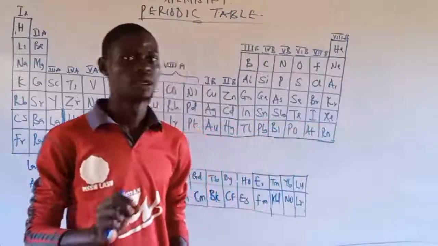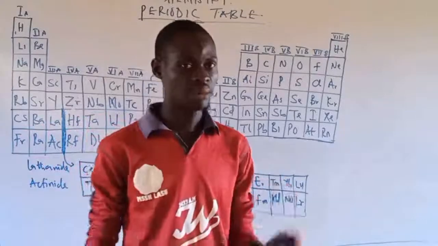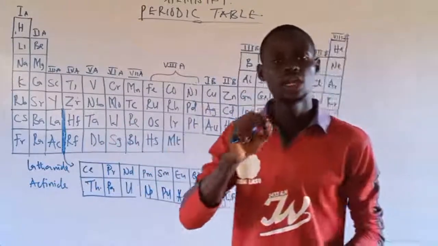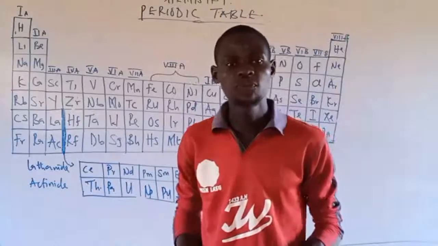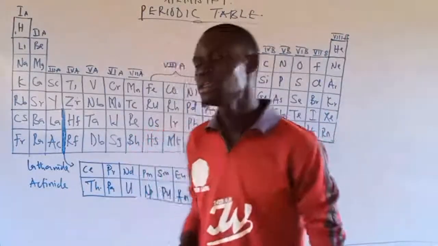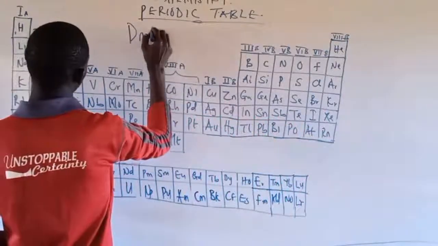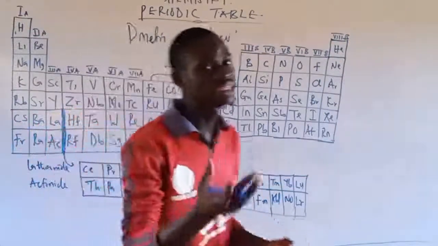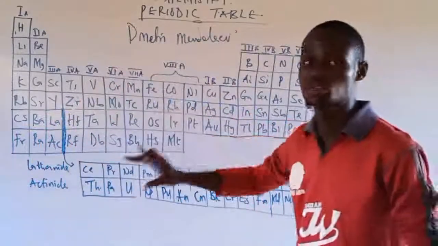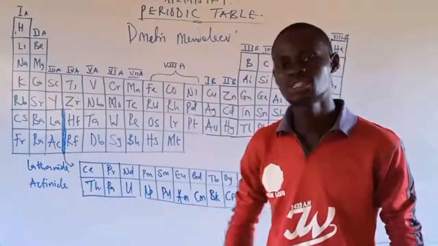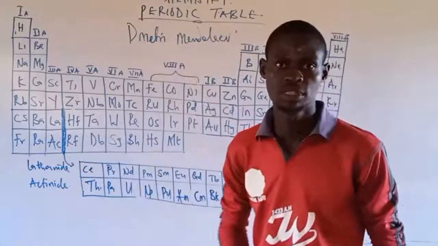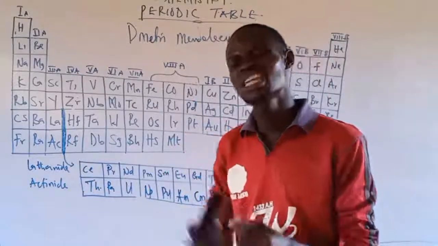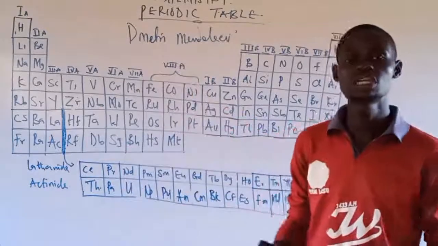We have Döbereiner, who stated the law of triads about elements. We have John Newlands, who proposed the law of octaves. And then we also have a Russian scientist known as Dmitri Mendeleev, who gave us an insight into what is known as the periodic table today. He tried to arrange the elements into rows and columns. While the fourth notable scientist is Henry Moseley, who also re-explained the periodic table of Dmitri Mendeleev using his own method.